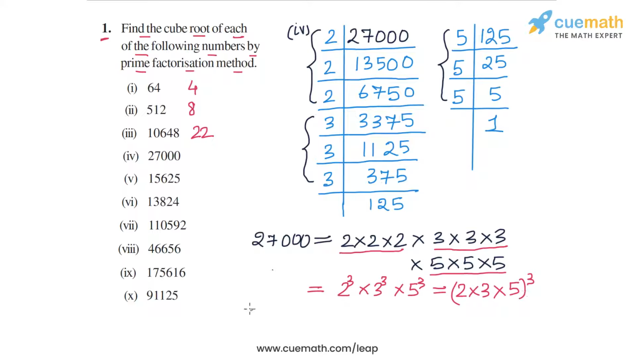And from here it's easy to write the cube root of 27,000. So the cube root of 27,000 will be this product inside the bracket, 2 into 3 into 5, and this is equal to 30. So the cube root of 27,000 is 30. This is the answer for part 4. Now let's do part 5.